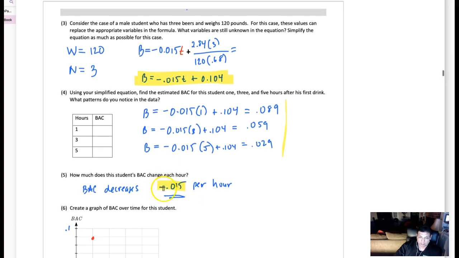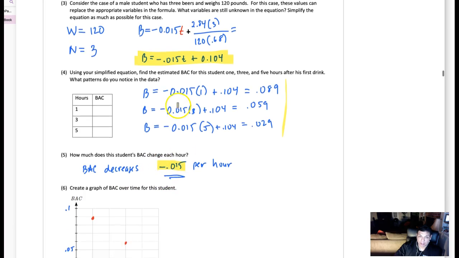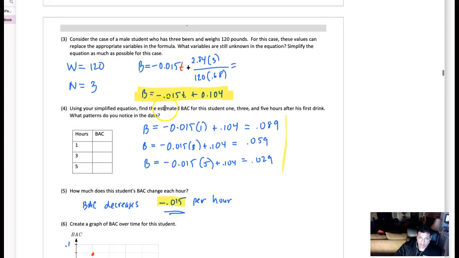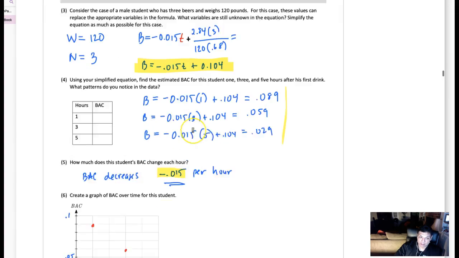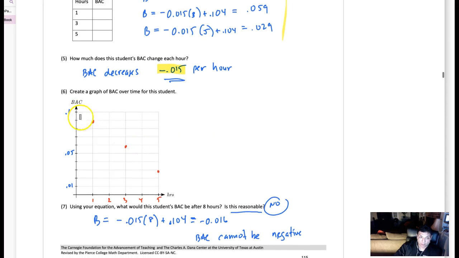I shouldn't put a negative. It decreases 0.015, and that comes from this value here. This number here is what we call the slope. What we learn is this is the slope, and this is what's called the y-intercept of a graph, where the y-intercept is where the line will cross the y-axis.